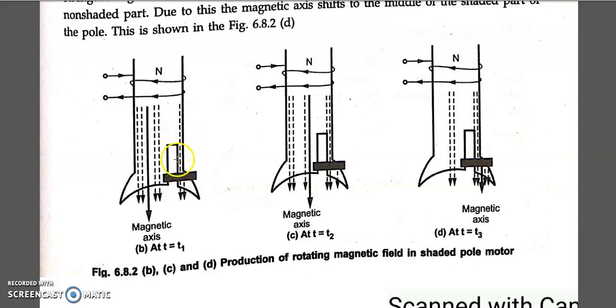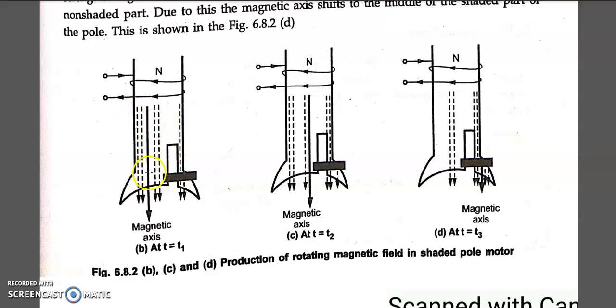So that's why it eliminates some of the flux at this particular part, that is the right part. As per Lenz's law, the current flowing in the shading band always opposes the cause. The cause is the flux here. So the flux distribution is less here, and the flux distribution here is more.